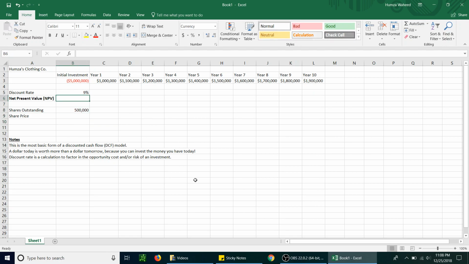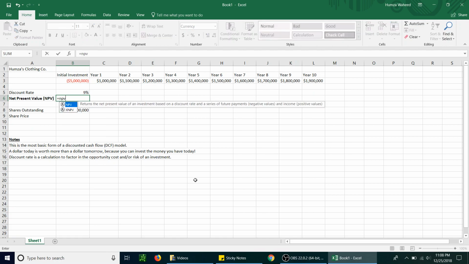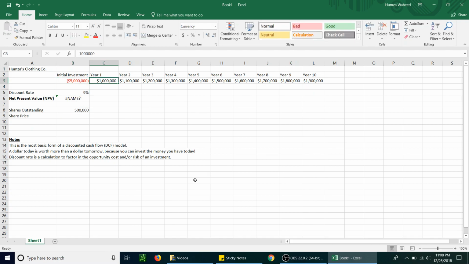The first thing of how to calculate net present value would just be a basic equals NPV function. So the first thing is you're going to have these cash flows. It'll be, I'm just assuming, 10 years worth of cash flows for Hamza's clothing company and a $5 million initial investment here. So we're assuming that along with 10 years worth of cash flows. This would be free cash flows after all taxes and expenses.